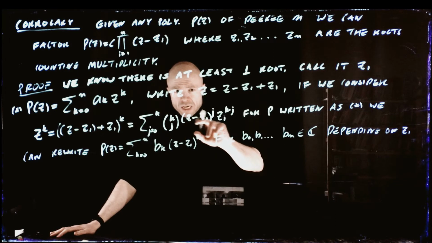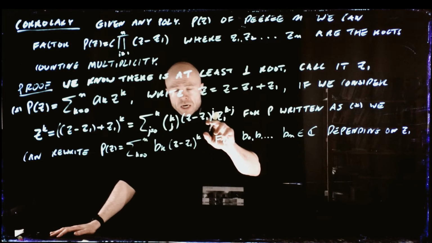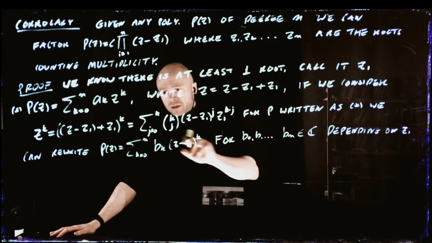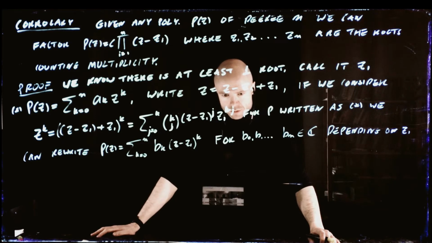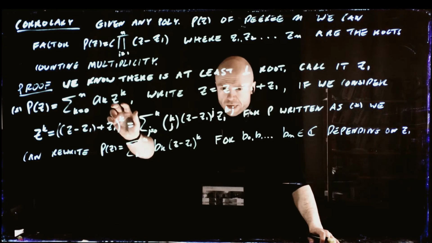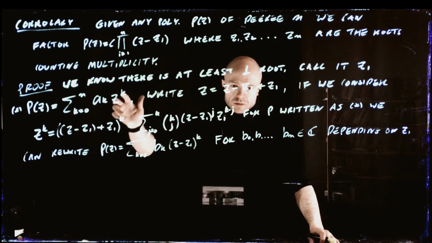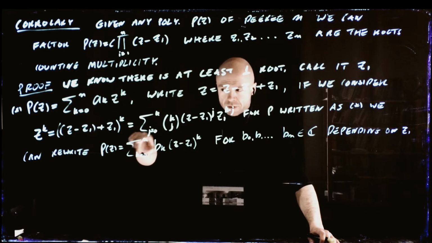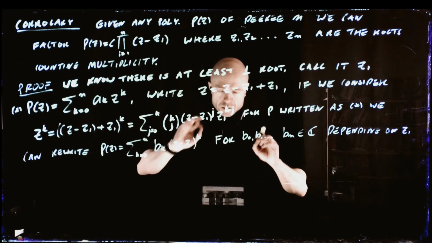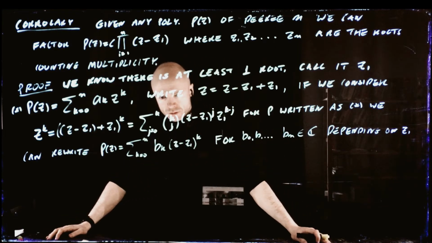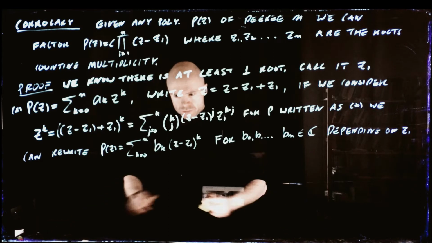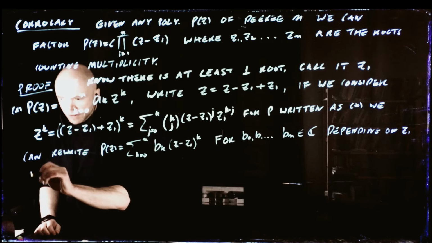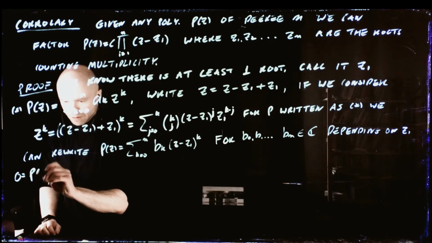Notice that the highest power of z minus z1 in this expansion is power k, so the highest power we're going to get in the new representation is power n, because each one of these gets replaced by some polynomial whose highest power is k. We still have a degree n polynomial in z minus z1, but what is z1? z1 is a root. So what is p of z1? It's equal to 0.